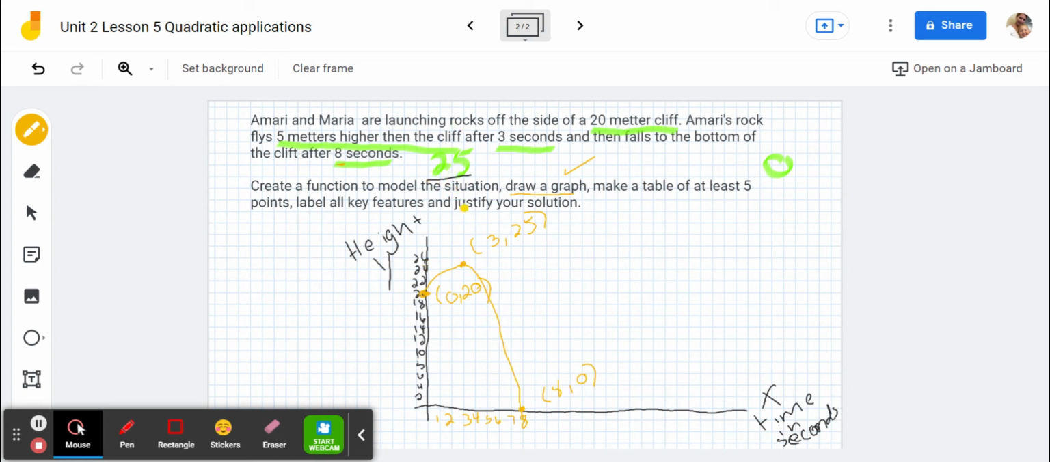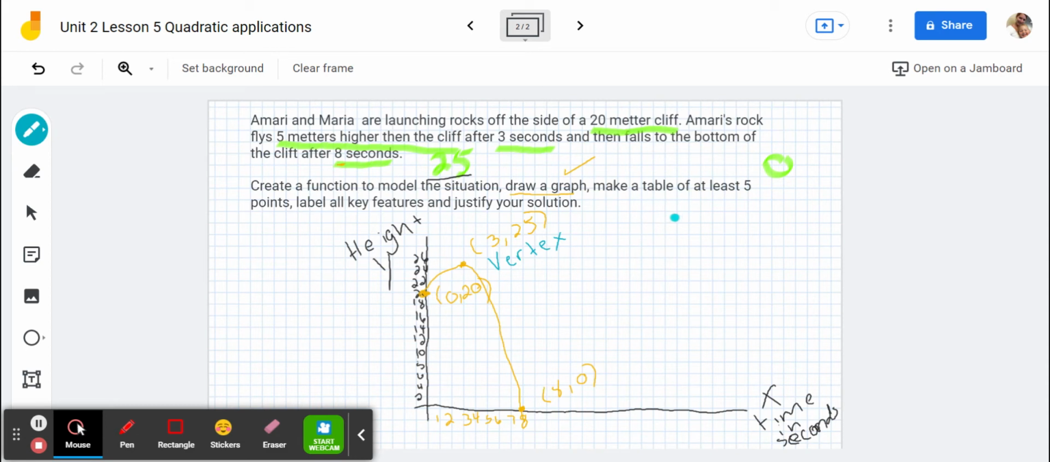Now next, we're going to create a function to model the situation. So let's look at some points we already have that are going to make this easier. Right here we have a vertex, right? Because this is some form of quadratic. I do know that it's not going to go into the negatives here and it's not going to go below the ground. So this is a limited quadratic graph, and we'll talk about limitations when we talk about domain and range in a minute, but let's start with just the equation. So I have a vertex and I have some other points.